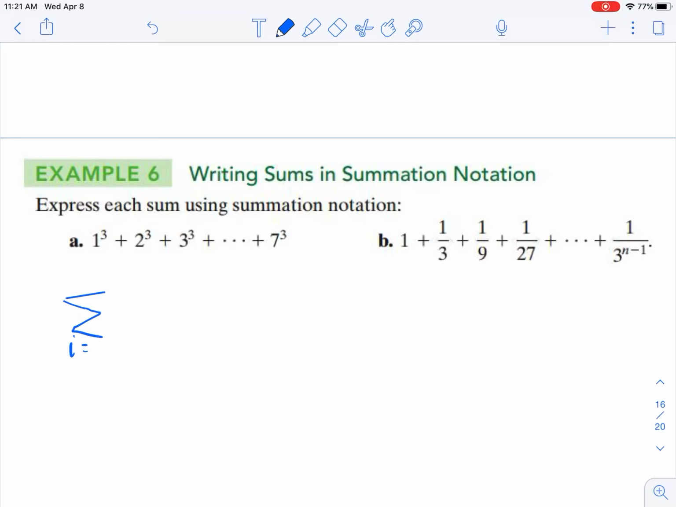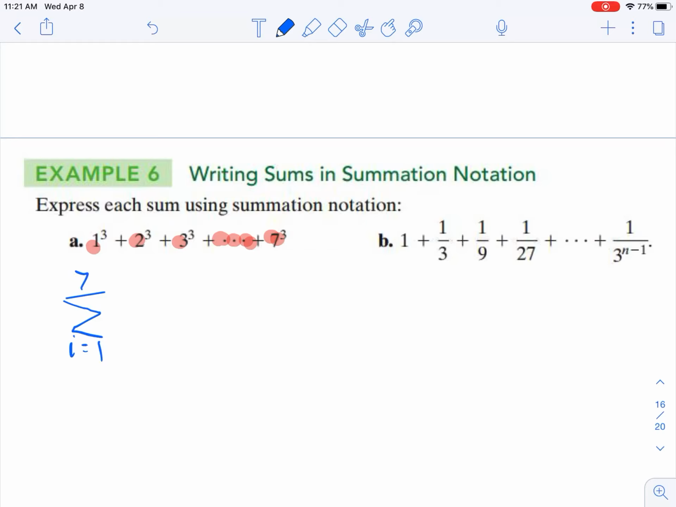So the first thing I wanted you guys to notice is what's changing. So if we notice what's changing, we're going from 1 all the way to 7. So what's our first term going to be? It's going to be 1. What's our last input we're going to have? It's going to be 7.